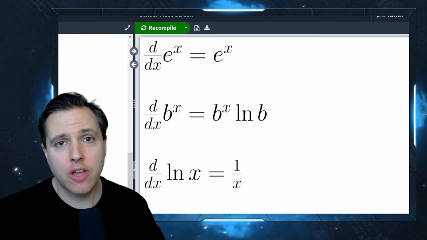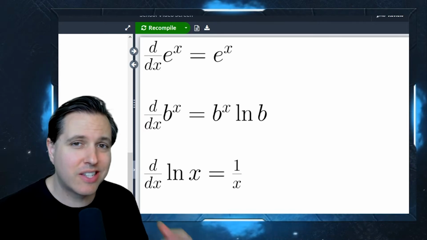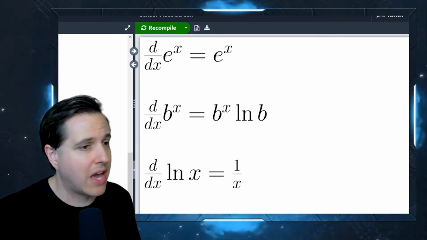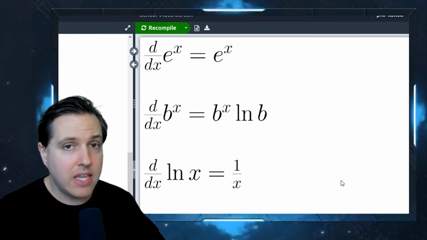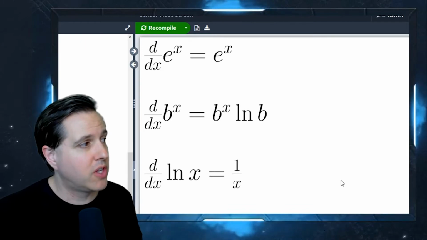All right, let's take a look at finding the derivatives of logs and exponentials. The good news is this stuff is actually pretty straightforward. These are pretty easy derivatives to go through and calculate. So e, being this very special number, actually has about the easiest derivative that you can come up with.